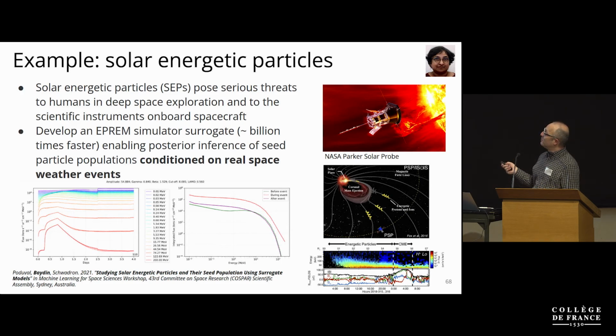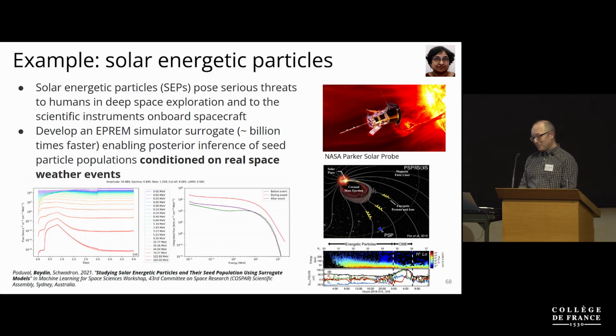This is basically taking another simulator, in this case called EPREM. This is extremely slow. We learn a surrogate that is about 1 billion times faster. This is quite typical, by the way, in many fields. When people do surrogates, they encounter 1 billion speed-up factors. Almost ridiculous.